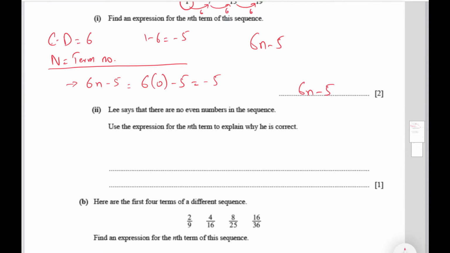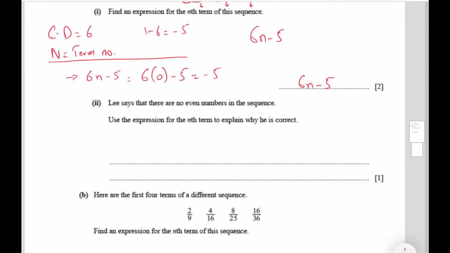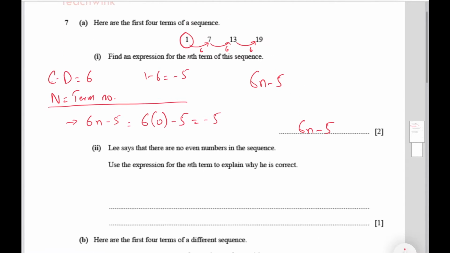The next part says, Lee says that there are no even numbers in the sequence. Use the expression for the nth term to explain why he is correct. Okay. So he says that there are no even numbers in this sequence. How is that possible? If we subtract even and odd numbers, for example, if we talk about 18 and we subtract an odd number from it, let's take an odd number, let's talk about 7. 7 is an odd number.